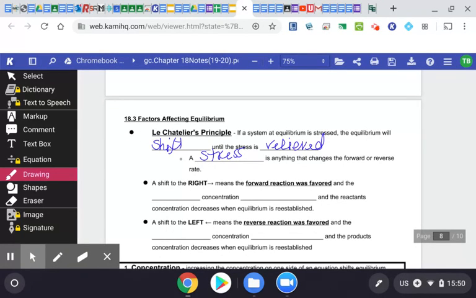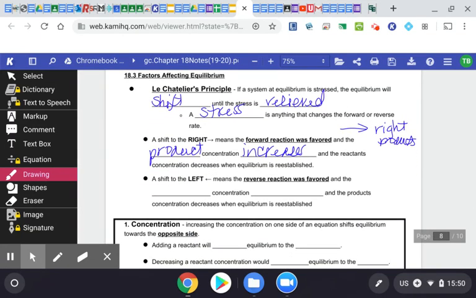Now, a shift to the right, so if we're moving to the right side of the reaction, we are moving to the product side. Okay. So right side of the reaction is meaning the product side of the reaction. So a shift to the right means the forward reaction was favored and the product concentration will end up increasing and the reactant concentration decreases when our equilibrium is reestablished.